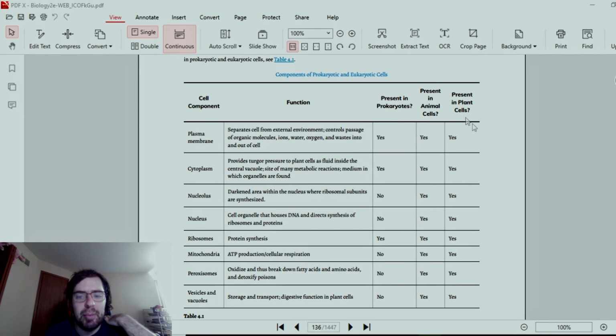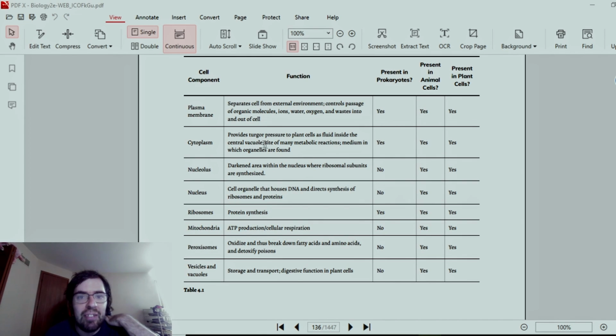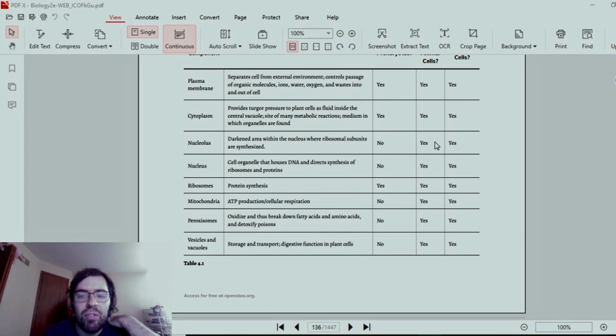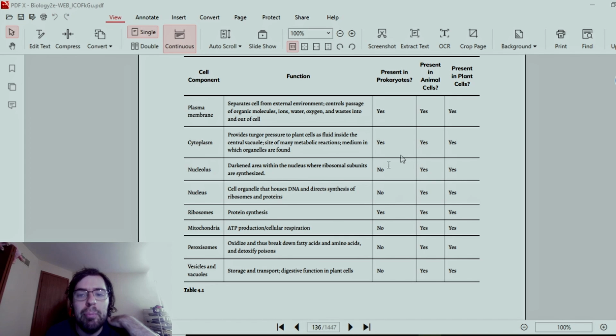And we can go through all these. All three have a plasma membrane, which basically separates them from the external environment. Think of it as the skin. All of them have cytoplasm. Think of it as that goo, I guess, that separates everything and keeps everything from rubbing against each other. Plant and animal cells have a nucleus, but prokaryotes do not, and that's because prokaryotes do not have organelles. Prokaryotes just have their DNA strands inside themselves that just kind of move in there, like spaghetti, I guess. While plant and animal cells have a nucleus that keeps their DNA in one place.